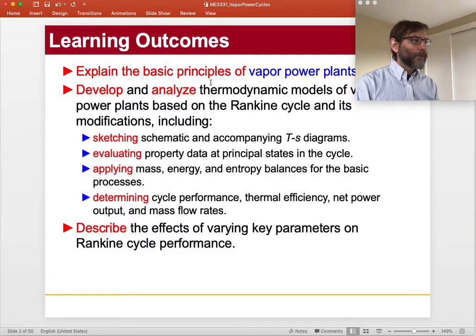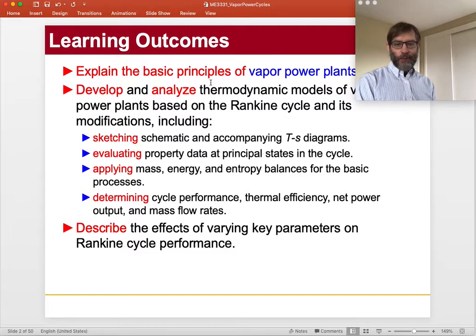What are we going to do? The learning outcomes are to explain the basic principles of vapor power plants, and develop and analyze thermodynamic models of vapor power plants using the Rankine cycle and its modifications. The Rankine cycle is named after Rankine, nothing special about that. This includes sketching the schematic and accompanying TS diagram. Notice that there's only a TS diagram that we use to describe this cycle. It's perfectly sufficient. We'll also apply mass, energy, and entropy balances for the basic processes, and determine cycle performance: thermal efficiency, net power output, and mass flow rates for all the components in the cycle.